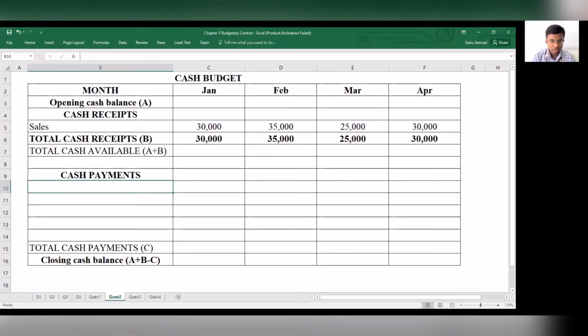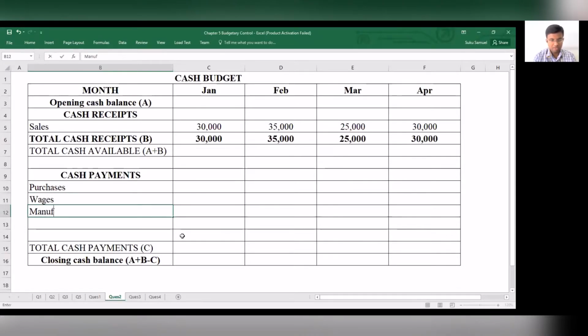Now let's move on. Now we have the cash payments. What are the cash payments that we have? Cash payments that we have are purchases. Then we have wages.